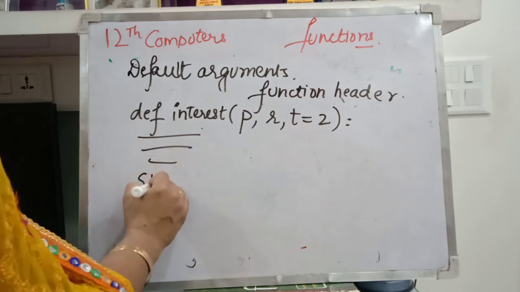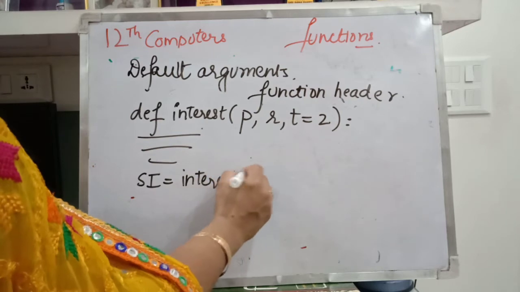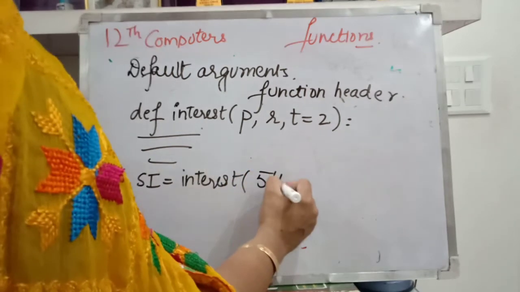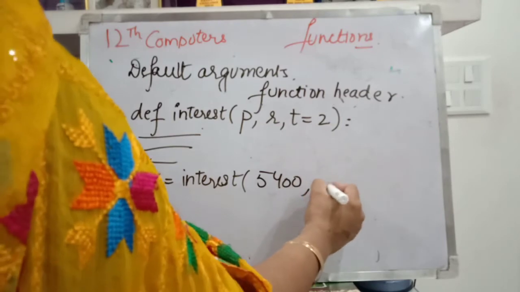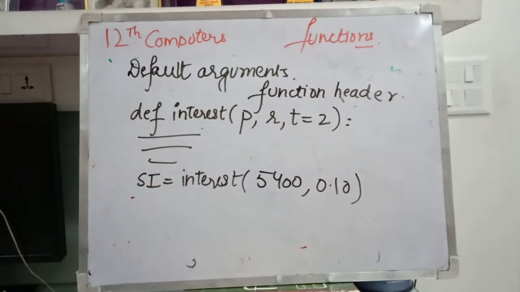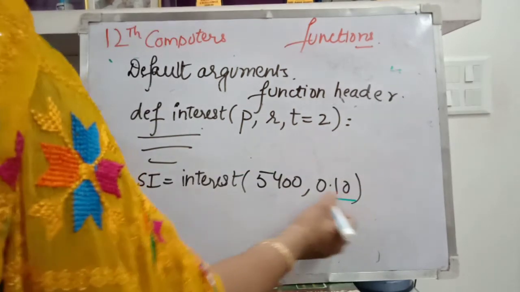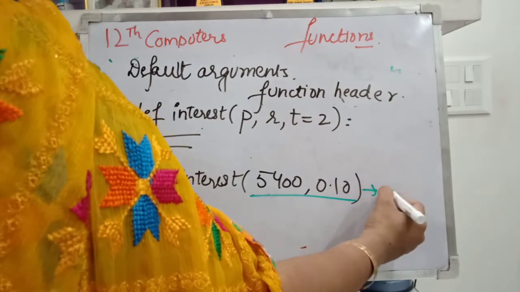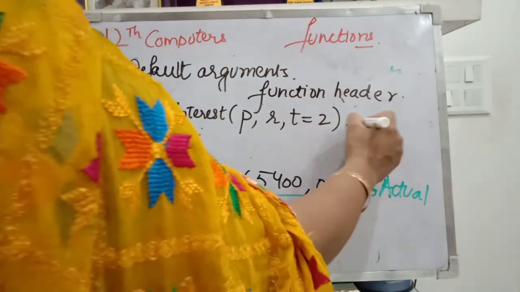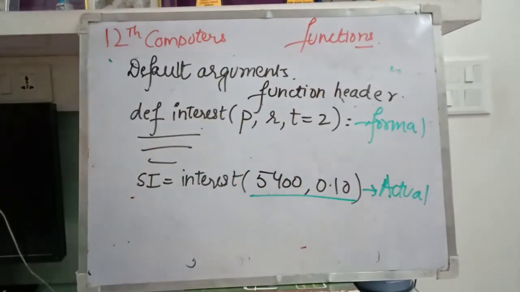So let's suppose simple interest we need to find, and in the main program I have given value only 5400, 0.10. Just see, in both the cases this is your actual arguments, these are your formal arguments.